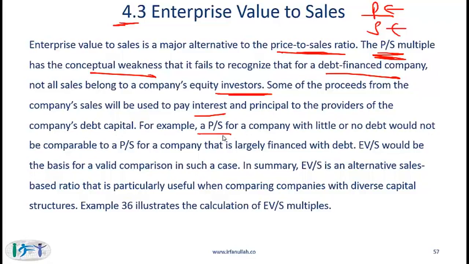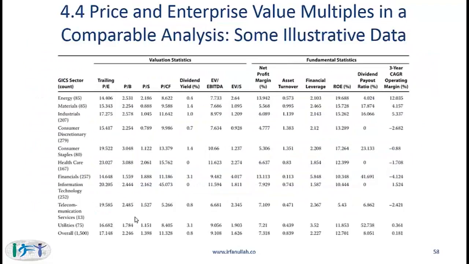For example, a price to sales for a company with little or no debt would not be comparable to a price to sales for a company that is largely financed with debt. Enterprise value to sales would be the basis for a valid comparison in such a case. In summary, enterprise value to sales is an alternative sales-based ratio that is particularly useful when comparing companies with diverse capital structures. And this is illustrated in example 36. I'll not be doing it, but if you have time, you can review this example.